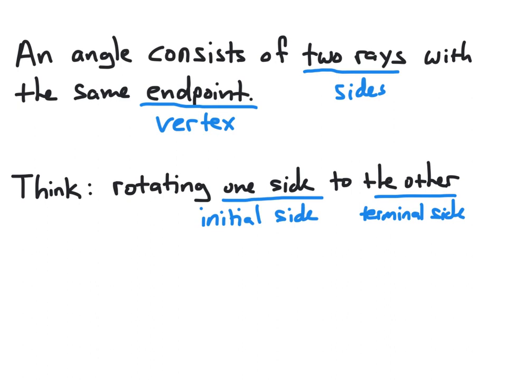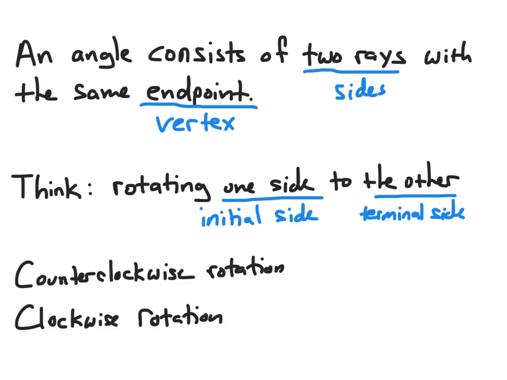the terminal side. With this view of thinking of angles as rotations, we can see that there are two different directions that we can rotate the initial side. We could rotate it counterclockwise or clockwise, and we're going to denote the direction by making the angle either a positive or a negative angle.